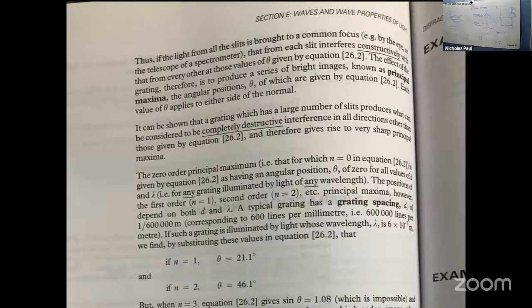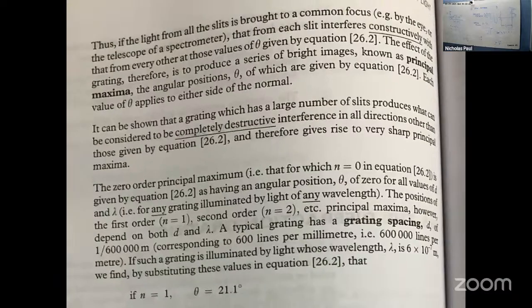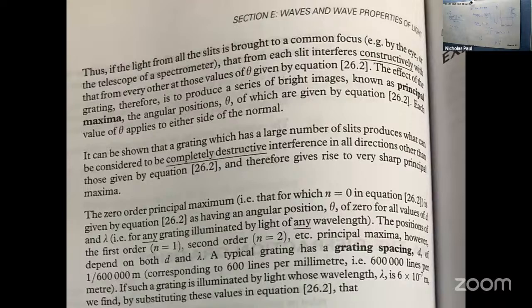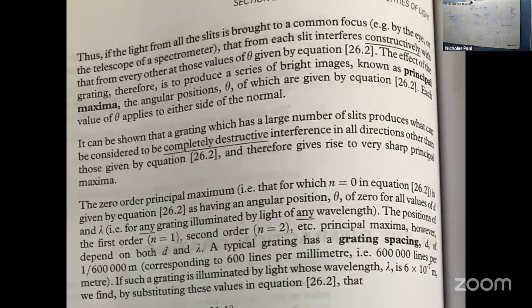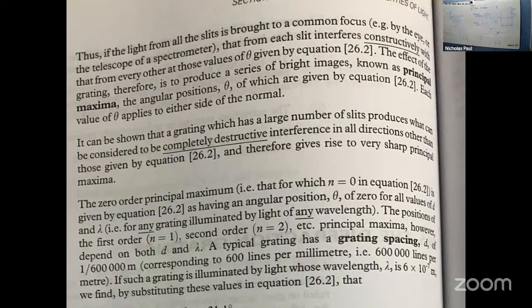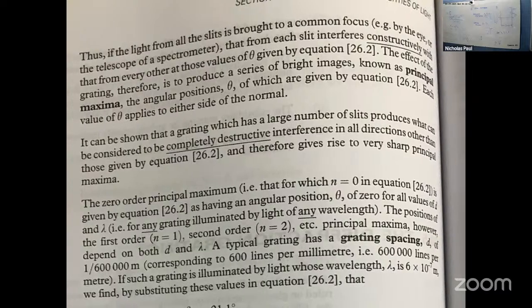Right? So thus, it can be shown that a grating which has a large number of slits produces what can be considered to be completely destructive interference in all directions, other than those given by 26.2, and therefore gives rise to very sharp principal maxima. Right? So all they're saying is that what makes the principal maxima sharp is when you have all the dark in between. Think about it. Bright will only show up if you have dark around it.